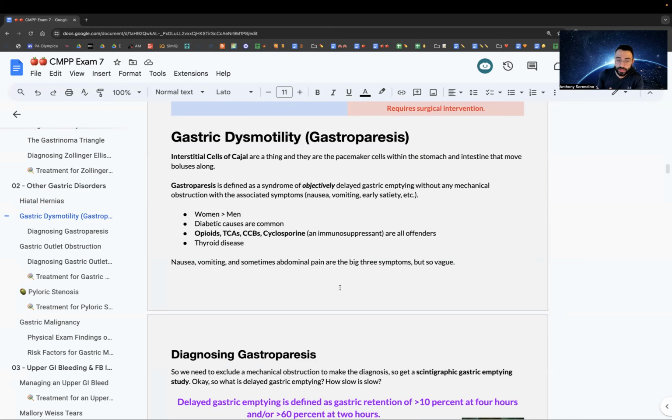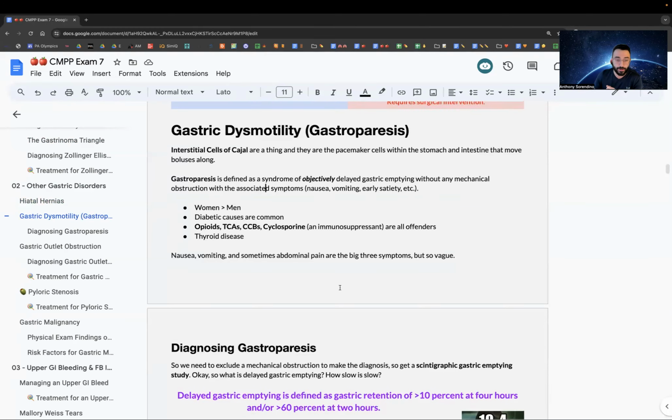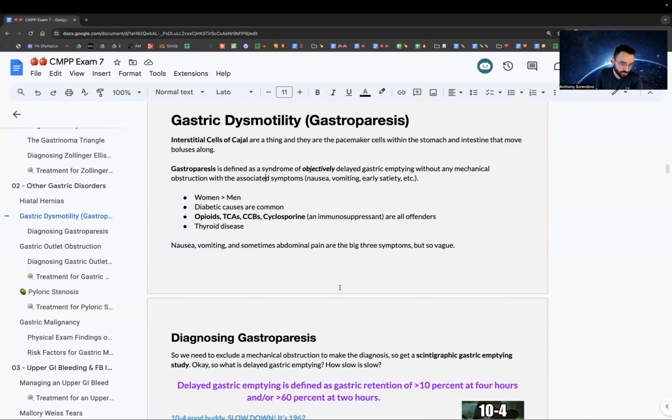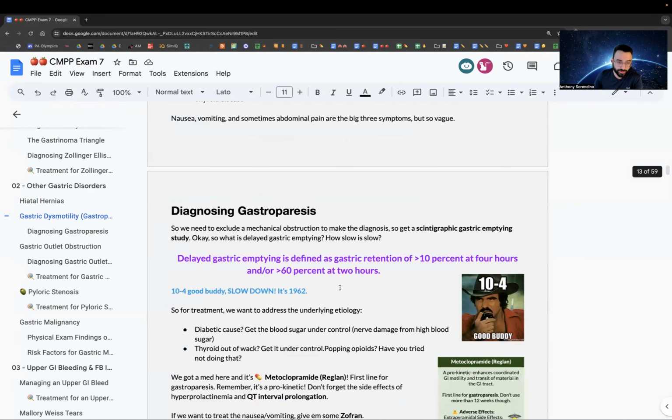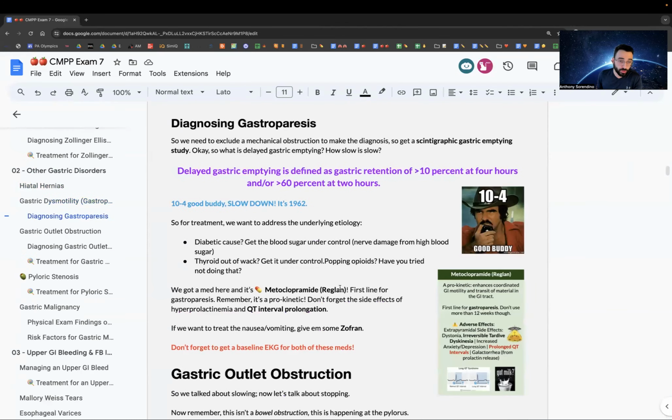And then these four meds, opioids, tricyclic antidepressants, calcium channel blockers, and cyclosporine, which is like an immunosuppressant, those can all cause gastroparesis. Okay. Three big symptoms are nausea, vomiting, and abdominal pain. I mean, they're very, very vague for GI stuff, but there you go. You do want to make sure you exclude a mechanical obstruction to make this diagnosis.